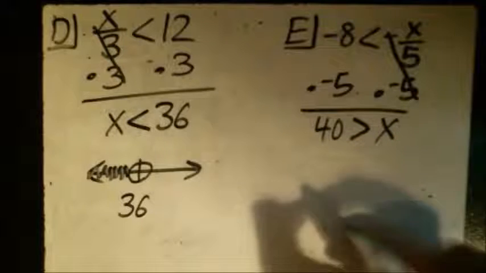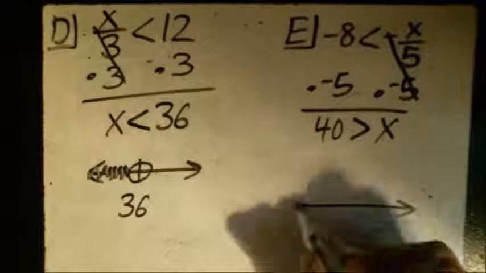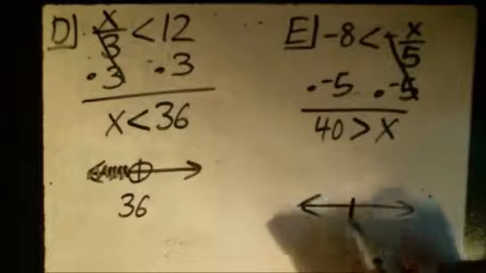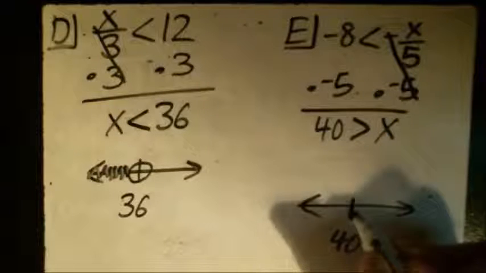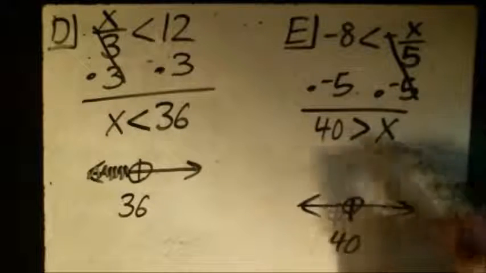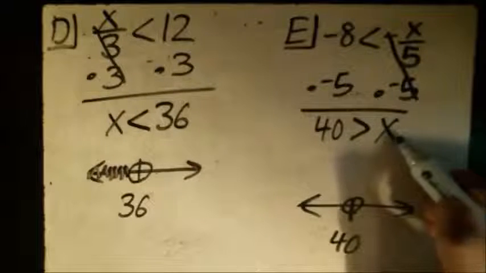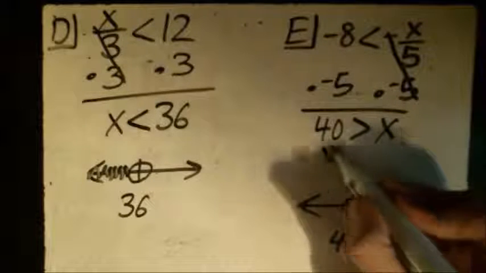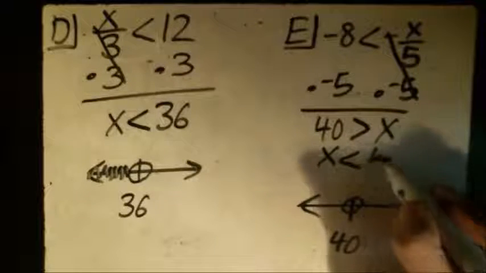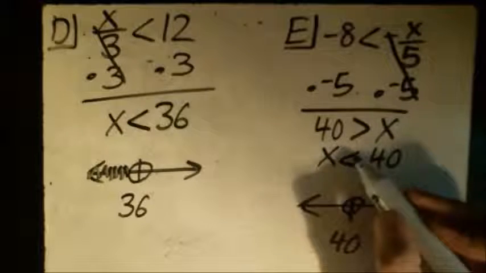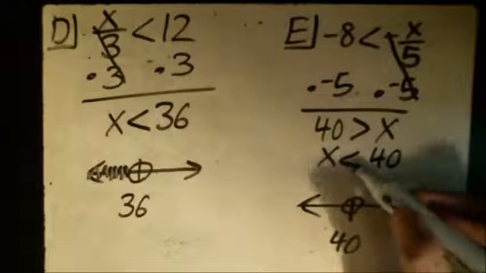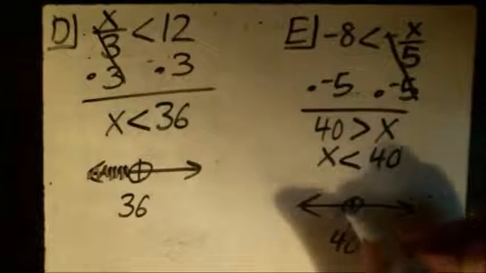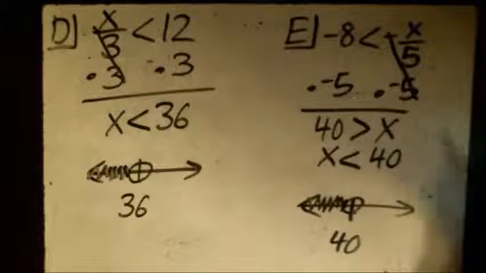All right, so when I graph this, I'm going to have an open circle at 40. And presently I can't use the arrow trick because my variable's on the right. So I've got to flip this around. So I'm going to have x is less than 40. So now that my variable's on the left, my arrow trick says to shade to the left. So I'm going to shade to the left.